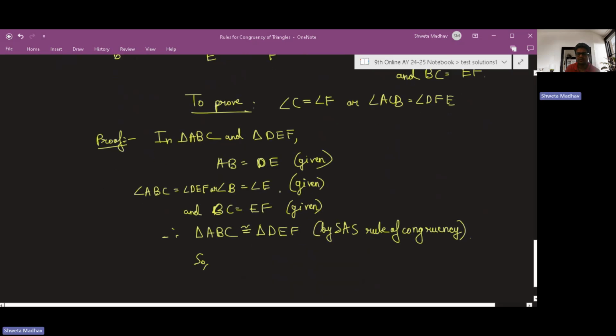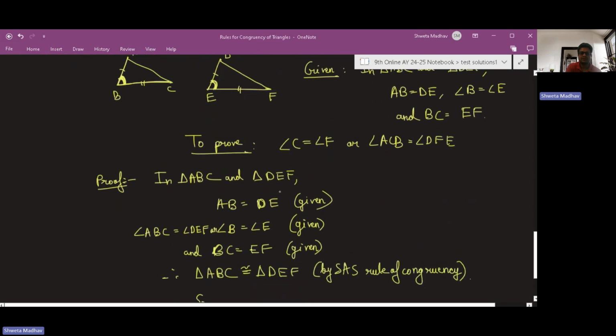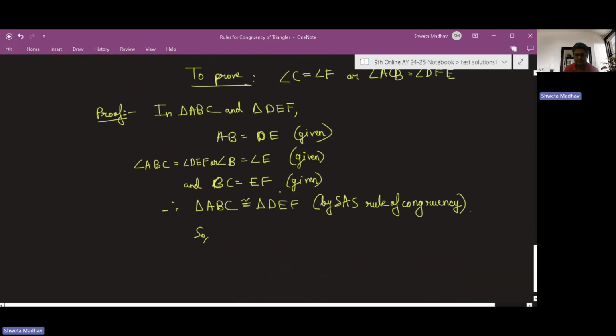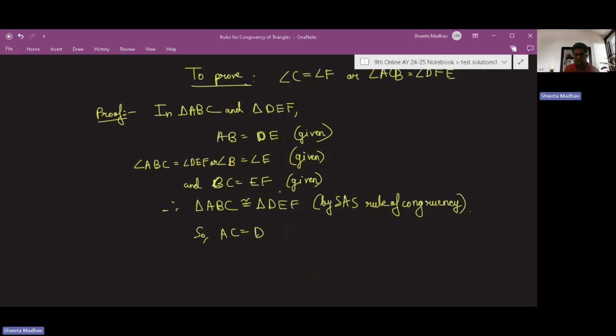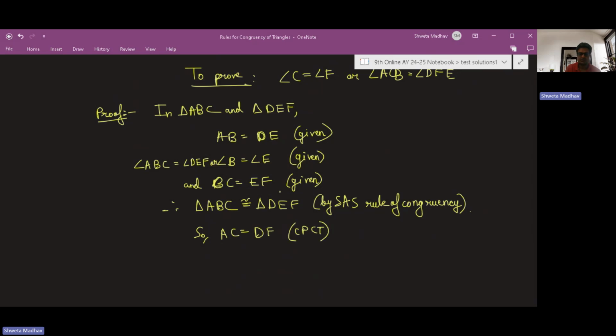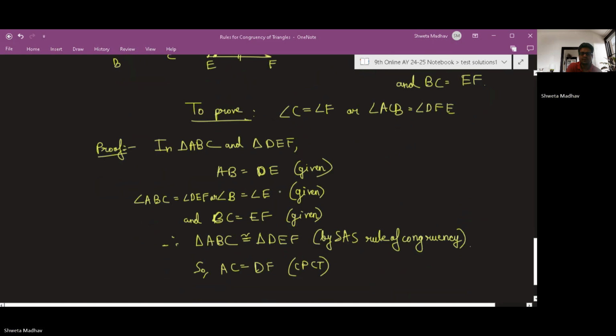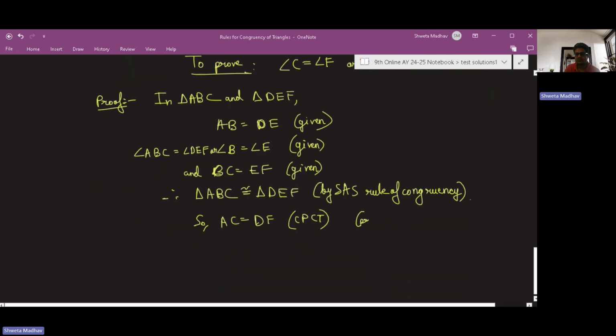So I can say the side AC also will be equal to DF. Why? By CPCT. So AC will be equal to DF by CPCT, since corresponding parts of congruent triangles are also equal. And then we will write "hence" and the root.